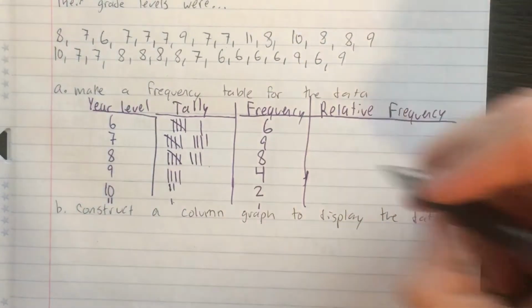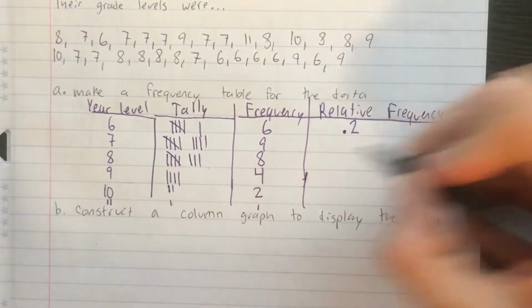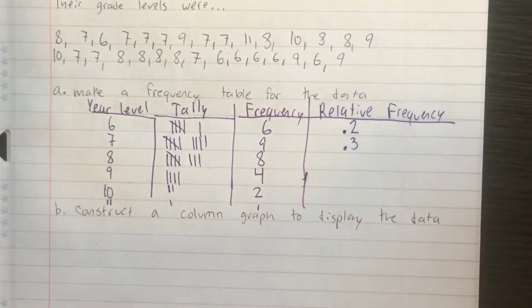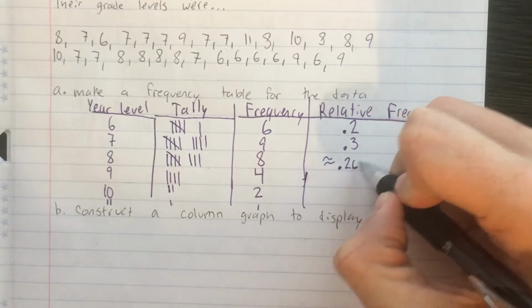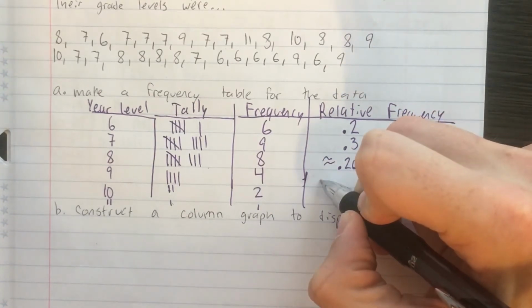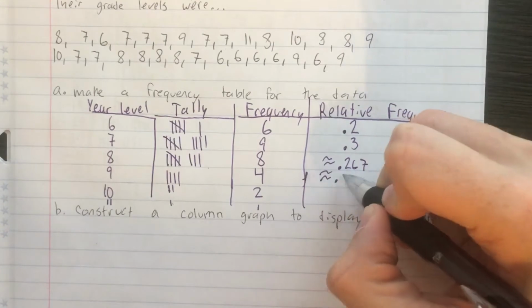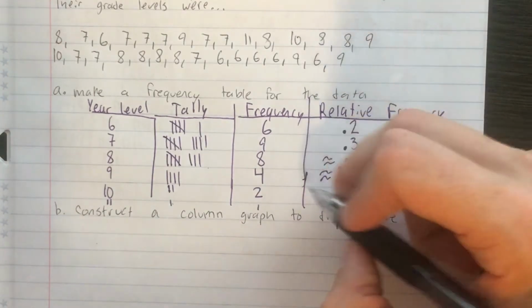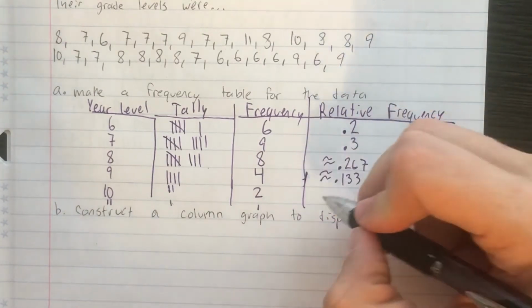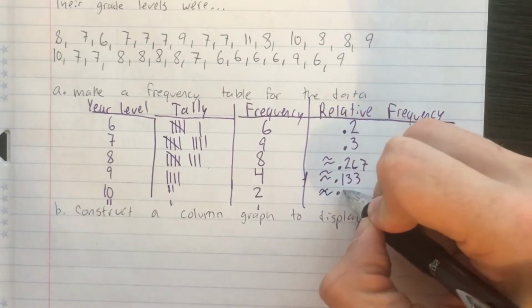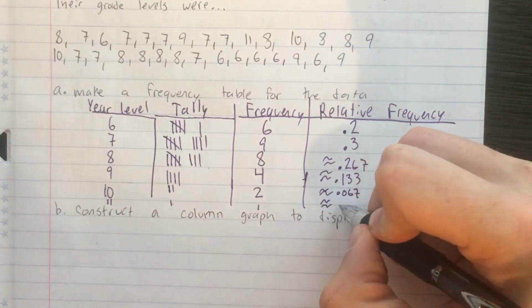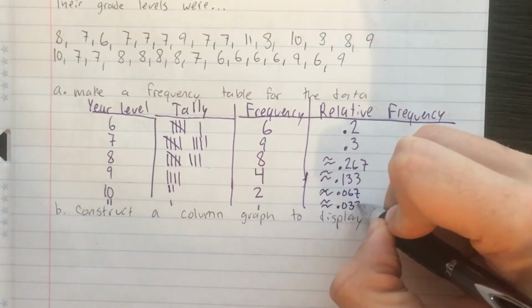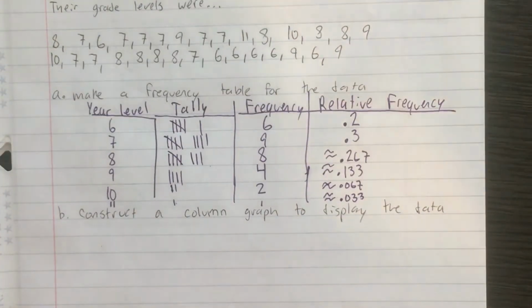So if we've got 6 out of 30, that is 0.2. If we've got 9 out of 30, that is 0.3. If we've got 8, that's going to be approximately 0.267. If we've got 4 out of 30, that's going to be approximately 0.133. 2 out of 30 is 1/15. That's going to be approximately 0.067. And then the last one here, 1 out of 30, that's 3.33%, so 0.033. So this acts as a way for you all to organize the data.